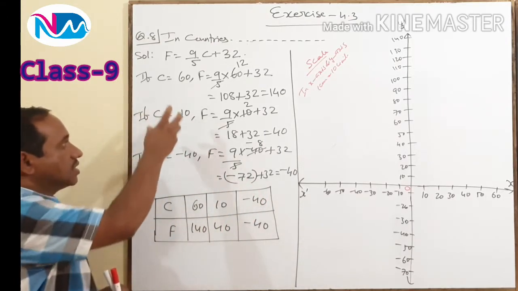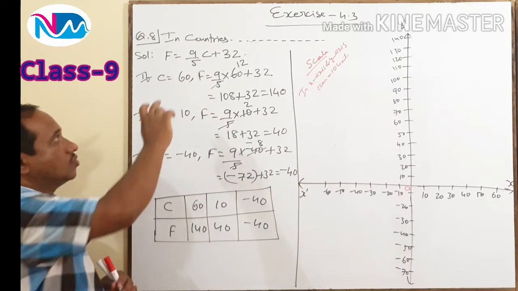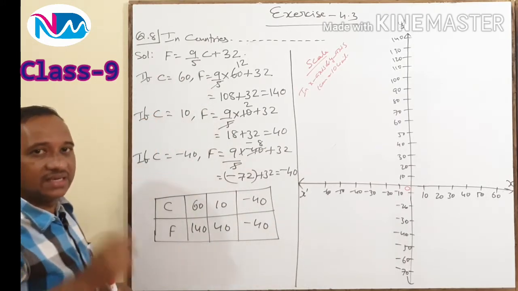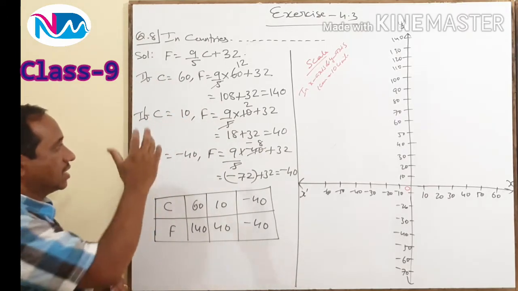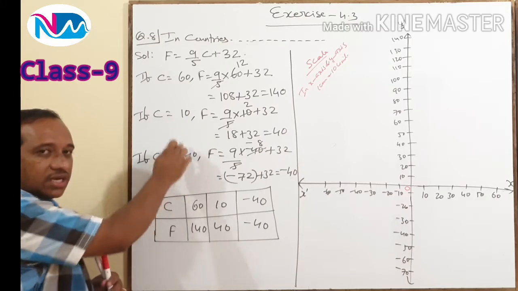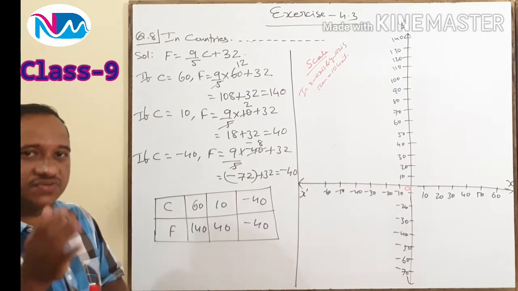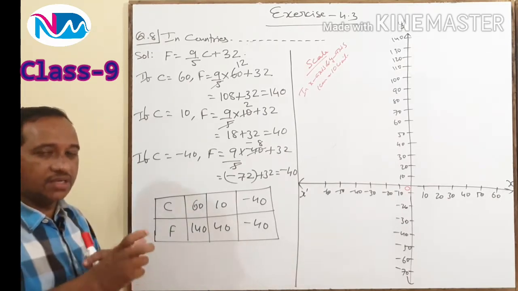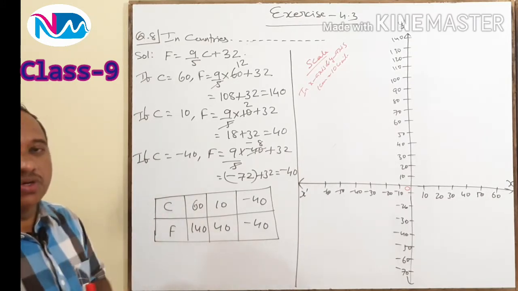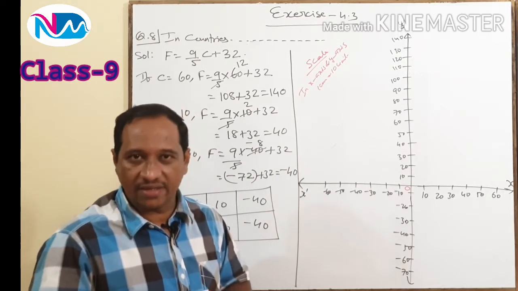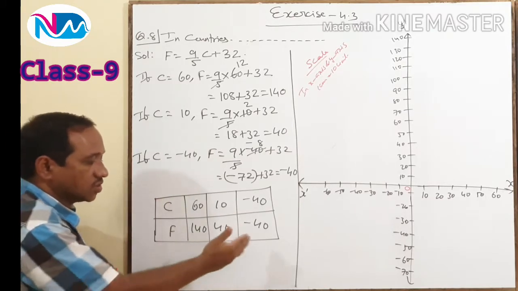Here I have chosen the values of C so that the difference between the two values of C is 50. 60 minus 10 you will get a 50, and here 10 minus 40, that also will get a 50. Similarly, if you take the value of C with a difference of 50, plus 50 or minus 50, then you will get the value of F also a multiple of 10. So here we have three values of C and the respective values of F.